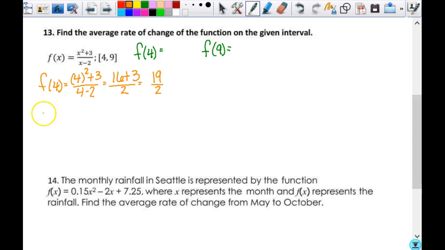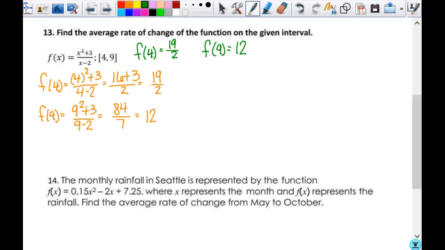Then I need to find f of 9, which is equal to 9 squared plus 3 over 9 minus 2. So that's going to be 81 plus 3 is 84 divided by 7. Does 84 divide evenly by 7? Well, 7 goes into 8 once with 1 left over, and that gives me 14. 7 goes into 14 twice, so yes, it does. So this is equal to 12.